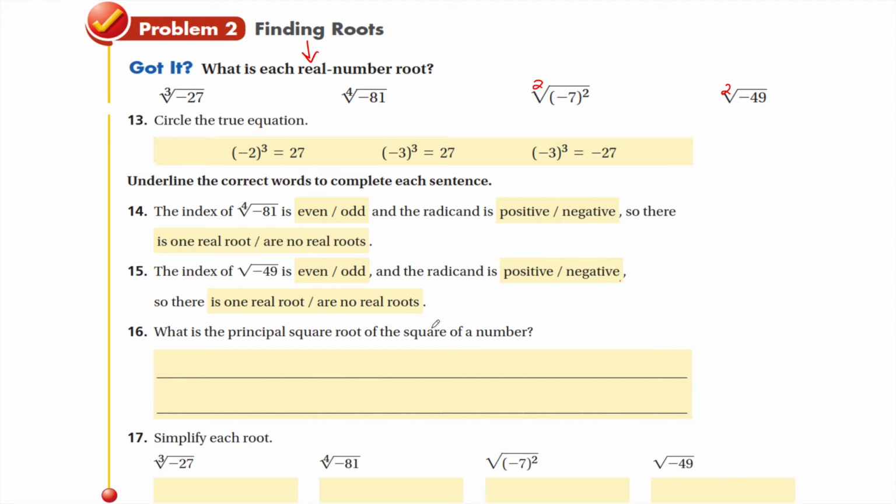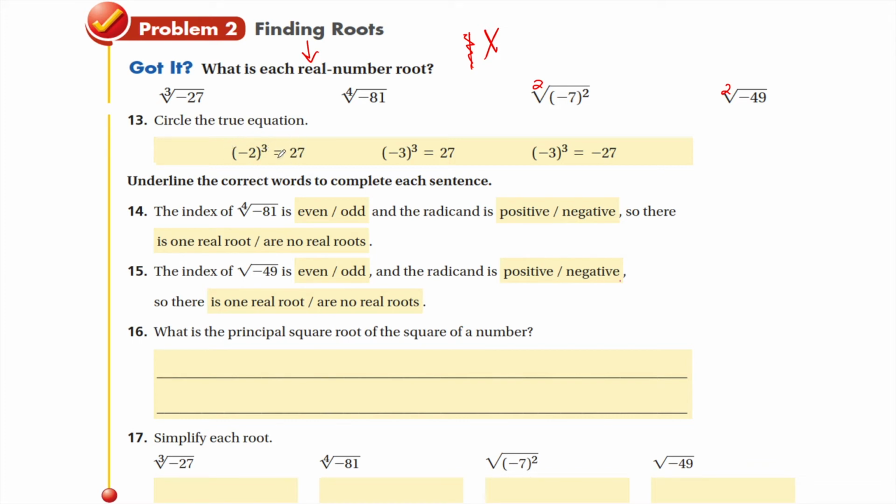Just like we have an implied 1 if we're multiplying anything by that x value or by the variable, we always will have that 1 out in front, but we don't necessarily need to write it. It doesn't need to actually be there. All right? So circle the true equation.